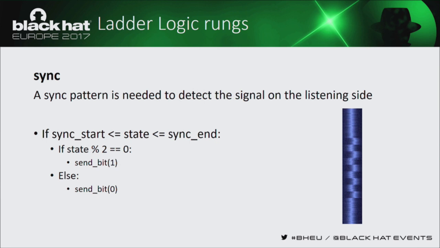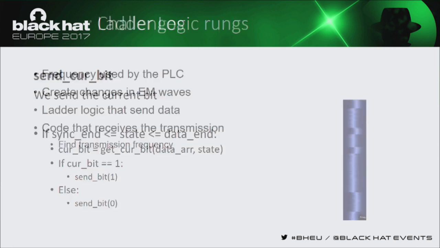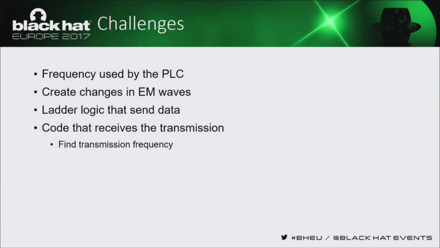Great, so now we can use this basic pattern to send the synchronization pattern. We just send a one and a zero interchangeably for a certain amount of time, depending on the length of the sync pattern we want to create. To send an actual data bit, we simply extract the bit in the ladder logic and again use our send bit block to send it. Cool, so now we have our ladder logic. Now let's talk about the receiving side. It's important to remember that this is a one-way transmission. So you have no way of telling the PLC, it's okay, I received the data, or retransmit it, I didn't understand you.